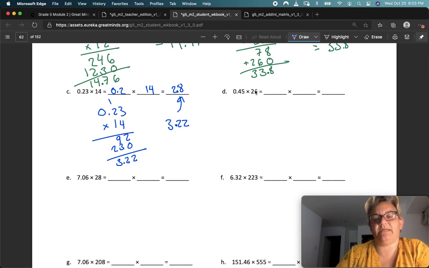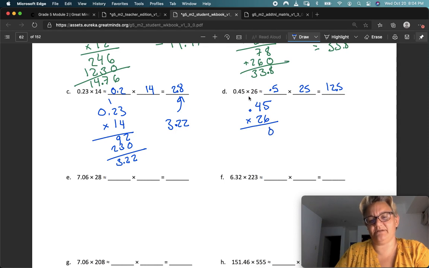I could do the same here. If I wanted to, I could estimate that as 25 and keep that as 5/10. And 5 times 25 is 125, but put the decimal back in and I would get 12.5, right? So let's see, which makes sense because half of 25 is 12.5. So let's see what we get when we solve this.